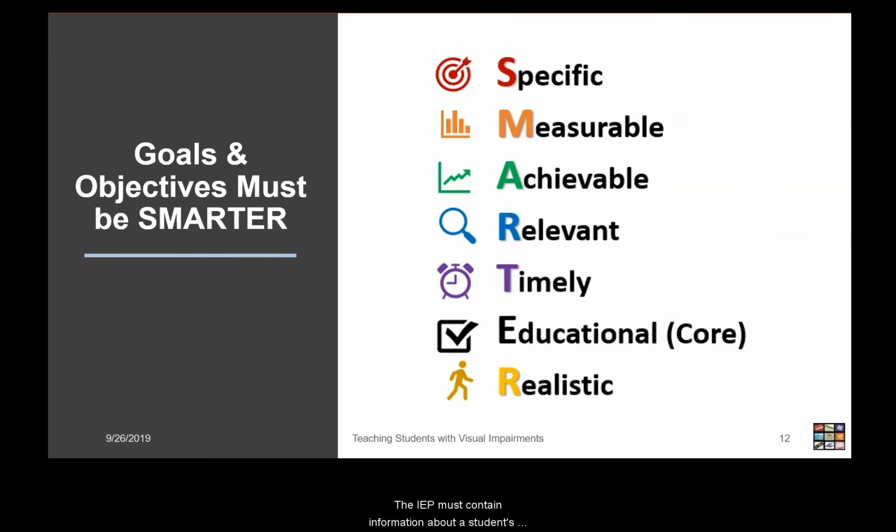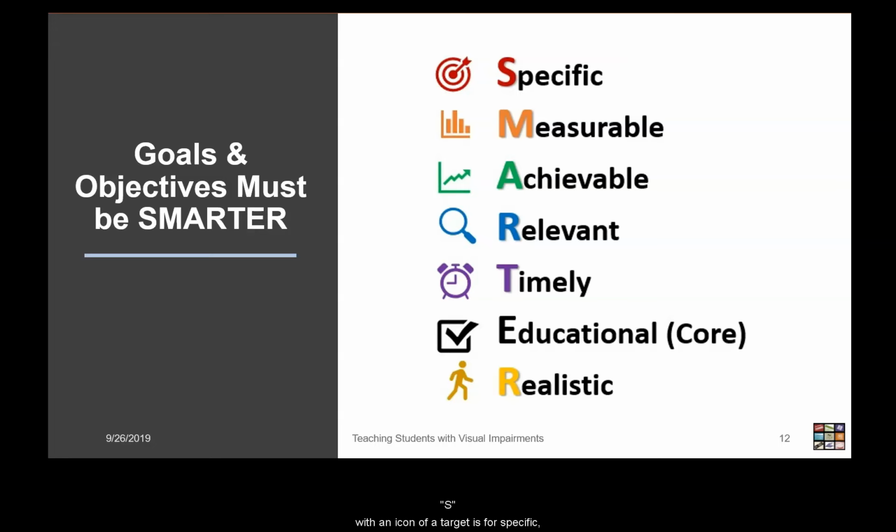The IEP must contain information about a student's goals, which needs to be updated at least once a year. Goal statements specify what a student is expected to learn in the coming year. When writing goals, make sure you are writing goals that are SMARTer. SMARTer is an acronym that is pictured here with corresponding icons.